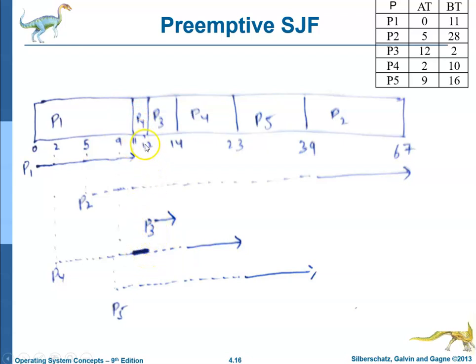At time 12, P3 arrives into the system. So we need to compare P3's burst time with P4's remaining time. P3's burst time is 2 and P4's remaining time is 10 minus 1, 9. So P3 being the shortest, it will preempt P4 and execute. P3 will start at 12 and complete its execution at time 14. What about P4? It will continue to wait.